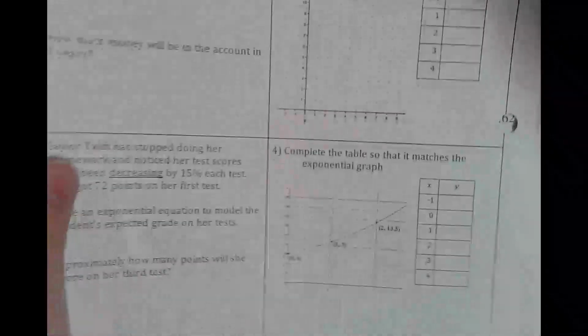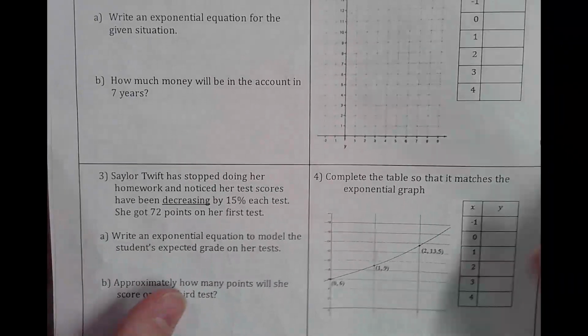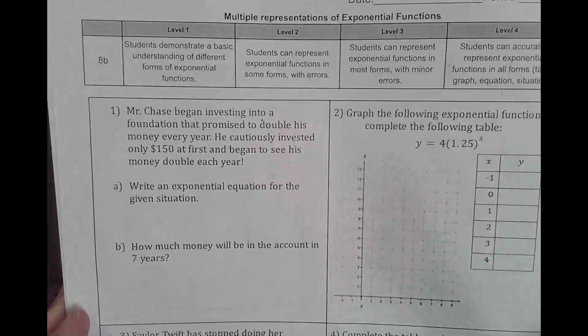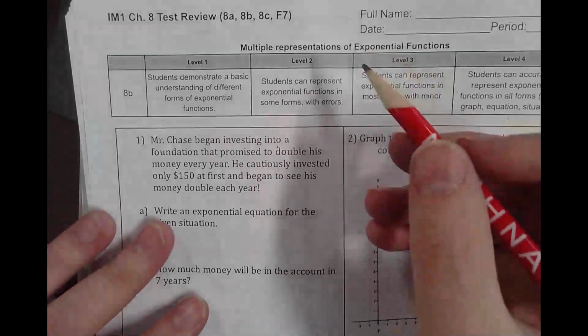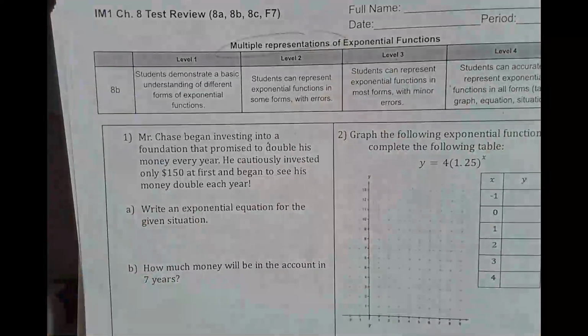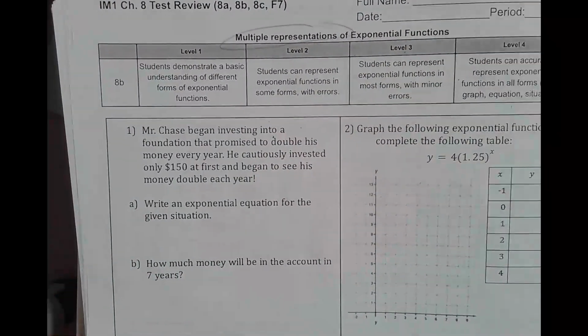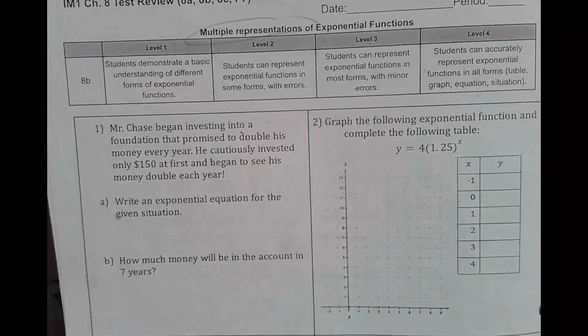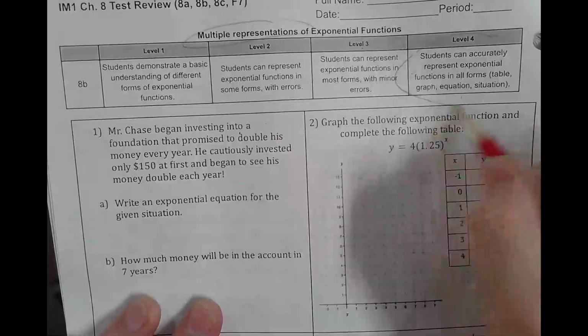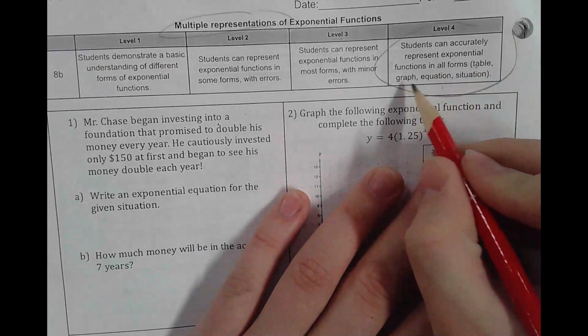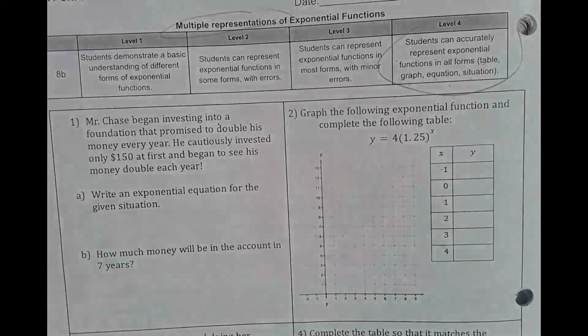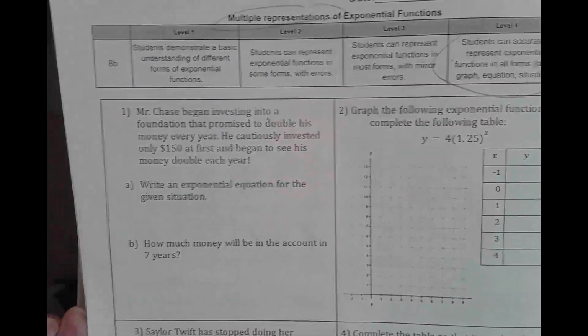Okay, let's flip over to 8B. So standard 8B is multiple representations, meaning we have to know some word problems and do a few calculations for these word problems. So our goal is to get a 4 for this one, so we have to be able to do a table, a graph, an equation, and a situation to get a 4 on this standard.